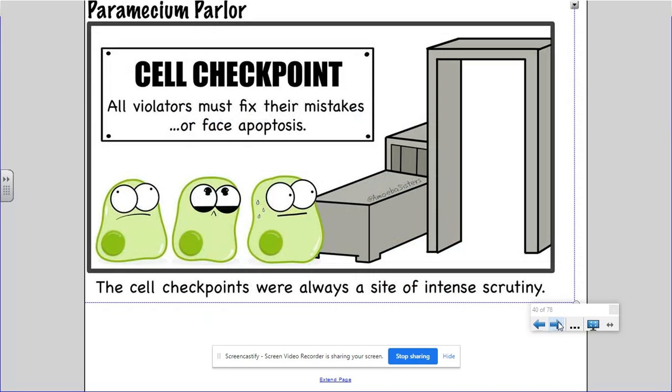The paramecium parlor, the cell checkpoint: all violators must fix their mistakes or face apoptosis. In other words, if the cell doesn't do what it's supposed to do, well, the cell's going to die.